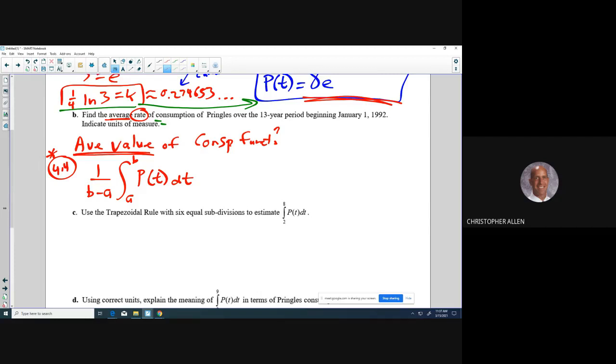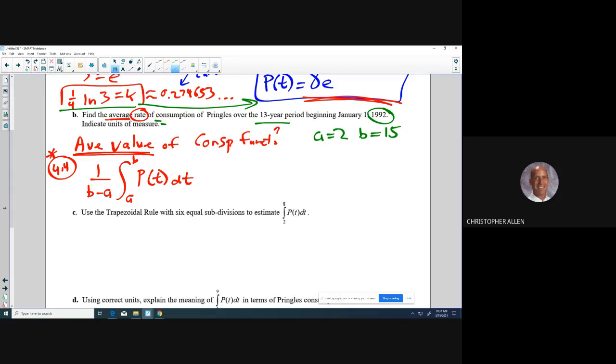Now it says 13-year period starting January 1st of 92. In other words, A is 2 and B is 15. Now, where did the 15 come from? Well, guess what's 13 years after 92? 2005. In other words, 15 in the context of this particular problem.